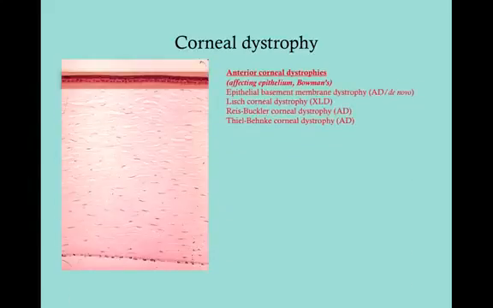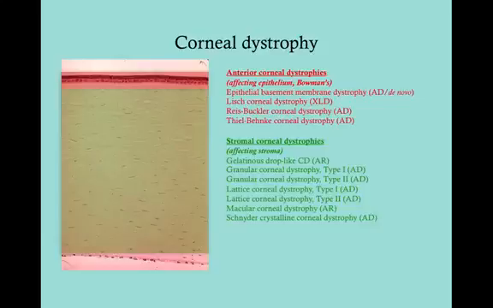So the anterior corneal dystrophies affect the epithelium and the Bowman's layer. There's four. There's the epithelial basement membrane dystrophy, which is autosomal dominant, but it can be de novo. So the patient wouldn't have any parents who had it. The patient just developed the mutation on their own. Lisch corneal dystrophy, which stands alone as the one X-linked dominant corneal dystrophy. Reis-Bücklers corneal dystrophy, and Thiel-Behnke corneal dystrophy. And those are both autosomal dominant.